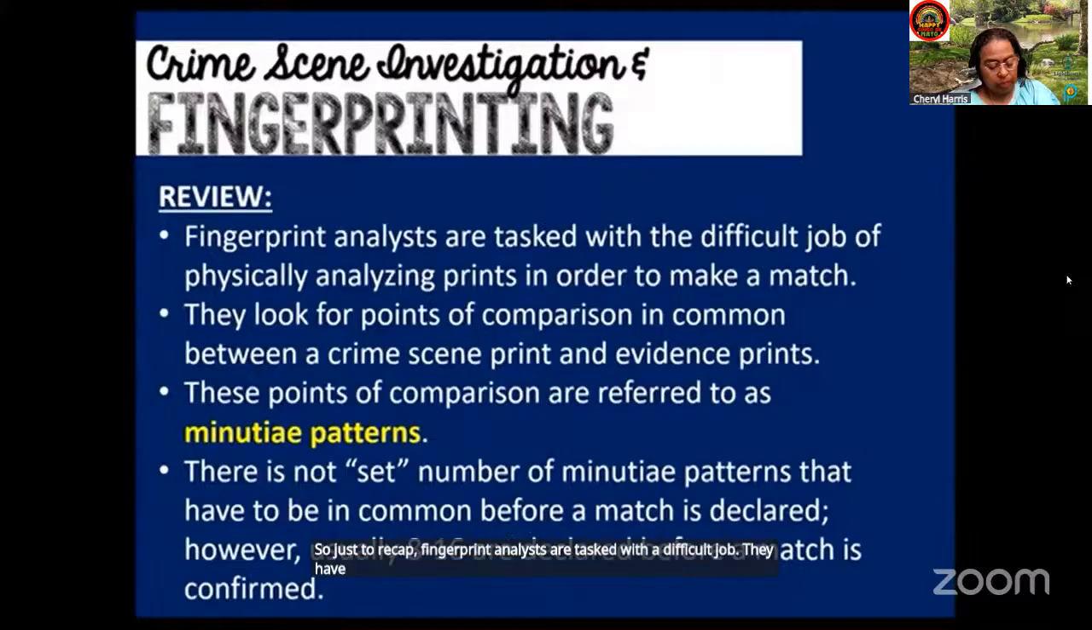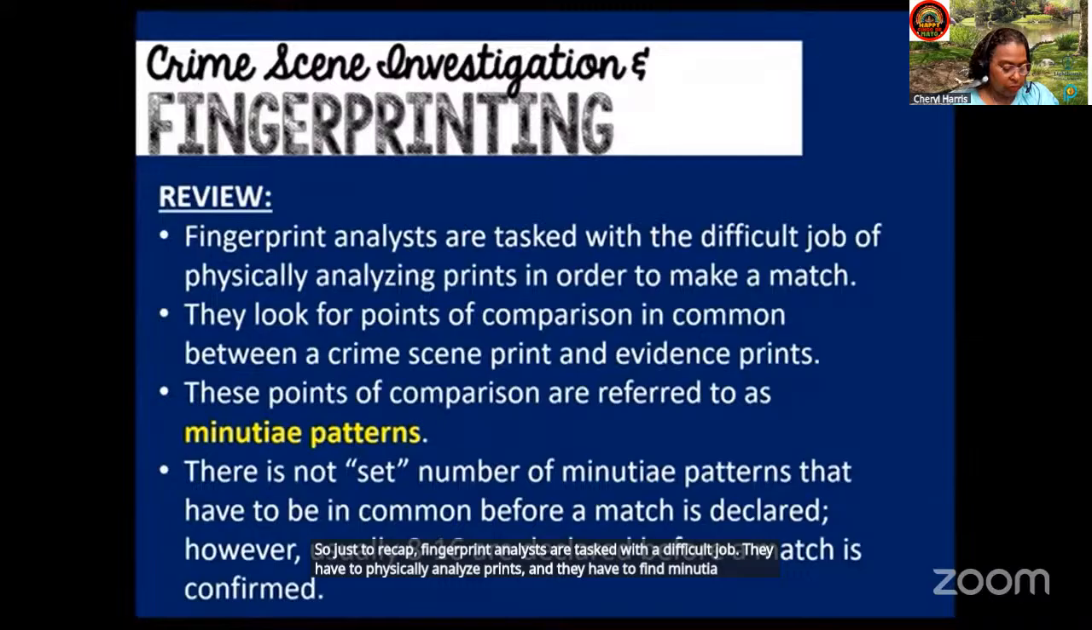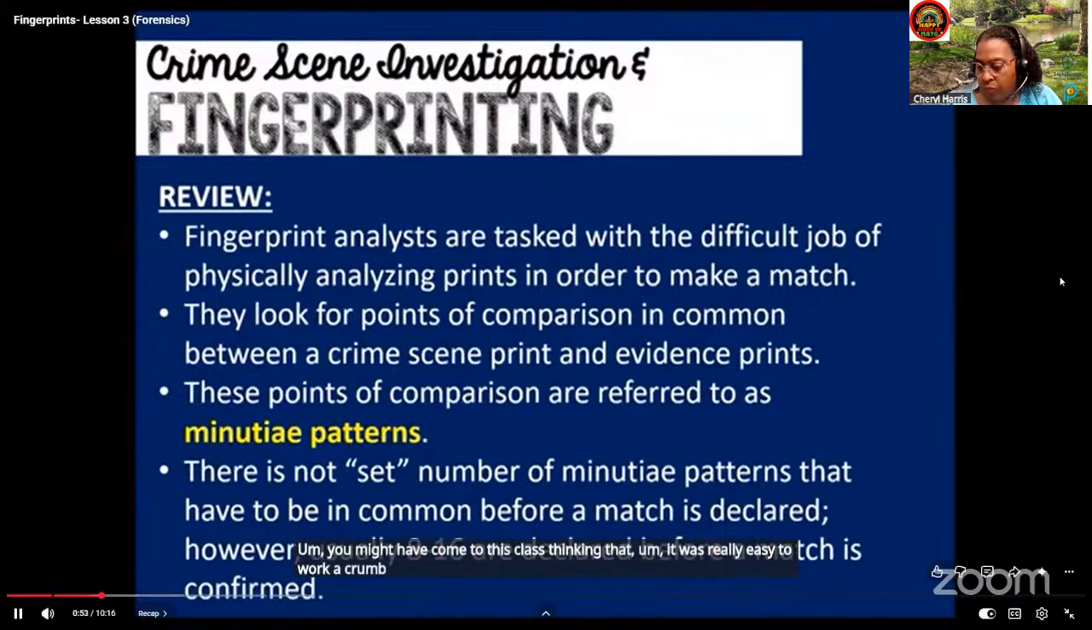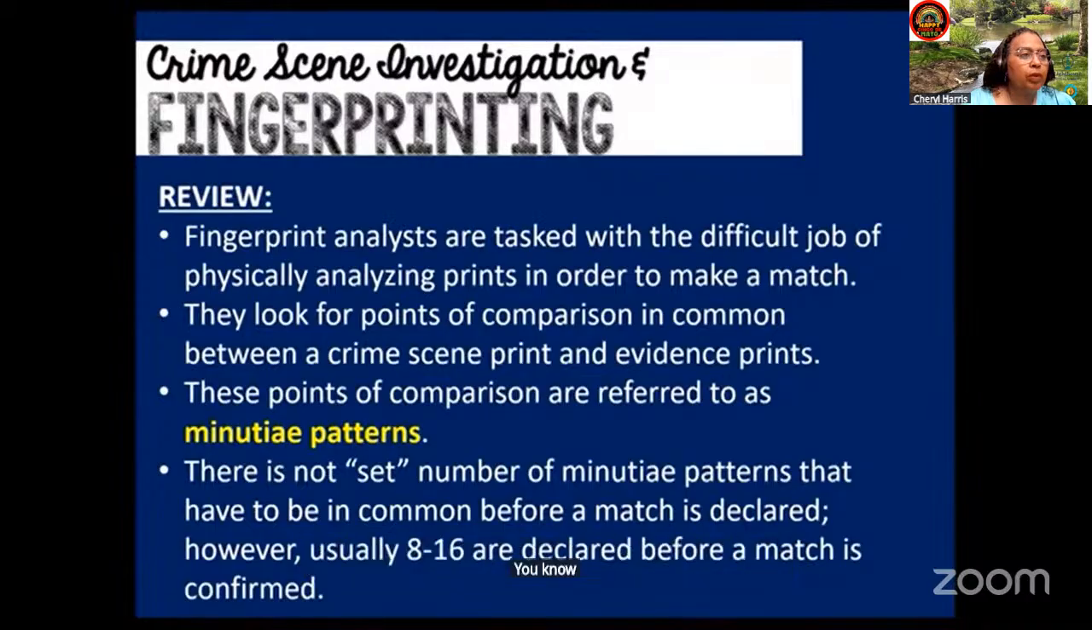They have to physically analyze prints, and they have to find minutia patterns that are in common between suspect prints and evidence prints found at a crime scene. You might have come to this class thinking that it was really easy to work a crime scene and collect fingerprints, and even easier if you have a suspect to compare those prints. But hopefully throughout the lessons, activities, and case studies, you know that it's quite a challenging job for these fingerprint analysts.